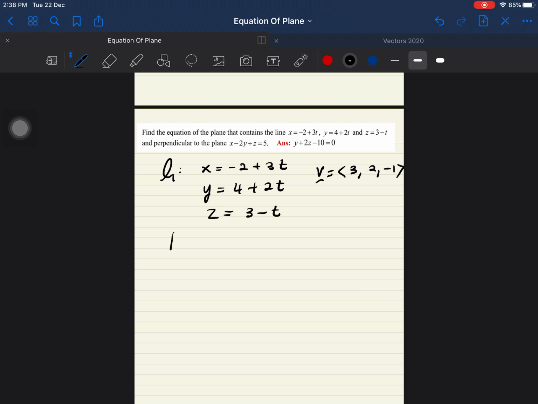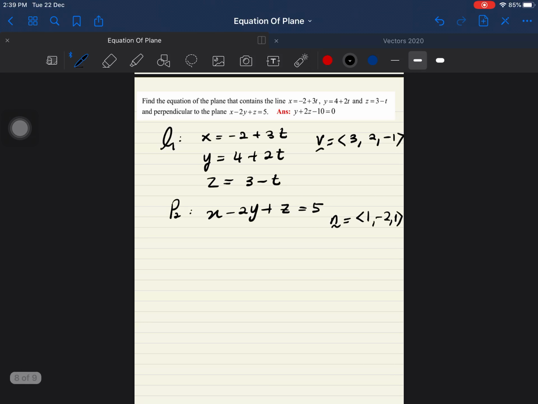Okay, and dia kata perpendicular to the plane. Contoh saya guna P2. So what is the equation of the plane? x minus 2y plus z is equals to 5. Okay, so what is the normal vector here? So the normal vector is equals to (1, negative 2, 1). Sorry.